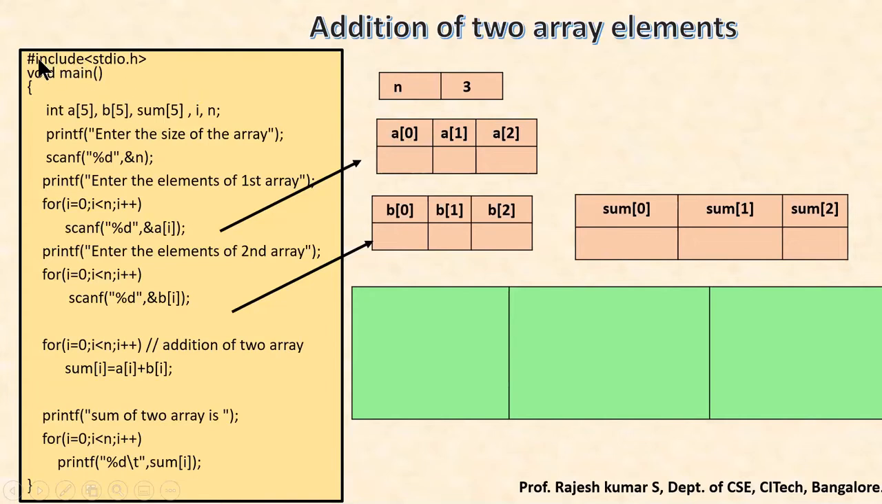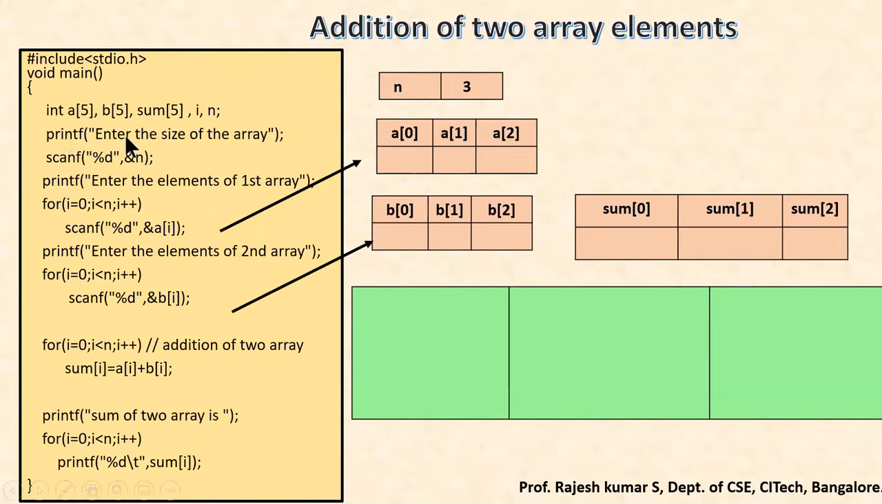So again, we start with hash include stdio.h header file. We'll begin the program by writing the void main function, open curly braces, close curly braces. The set of statements will be written inside these open and close curly braces. Here in declaration, how many arrays do we require? We require 3 arrays. That is A array, B array. The result will be stored in the sum array. Then I'll be using I for looping and N to specify the size, or the number of elements which I'll be entering into the array.